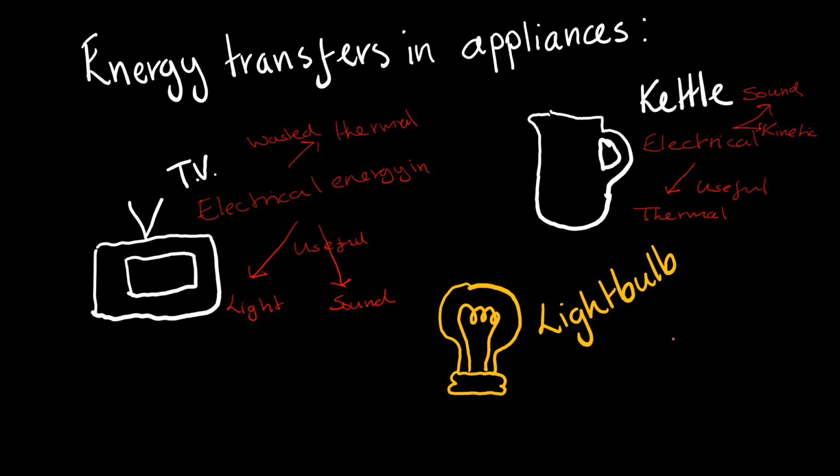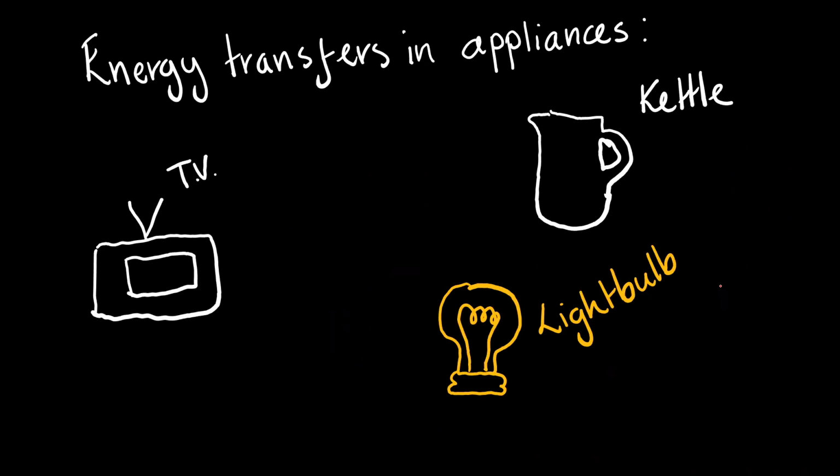So a light bulb, again, electrical will come in. What's useful here is light. Light is useful. Wasted, thermal, a lot is wasted. Thermal in a light bulb, you know, it gets very hot.